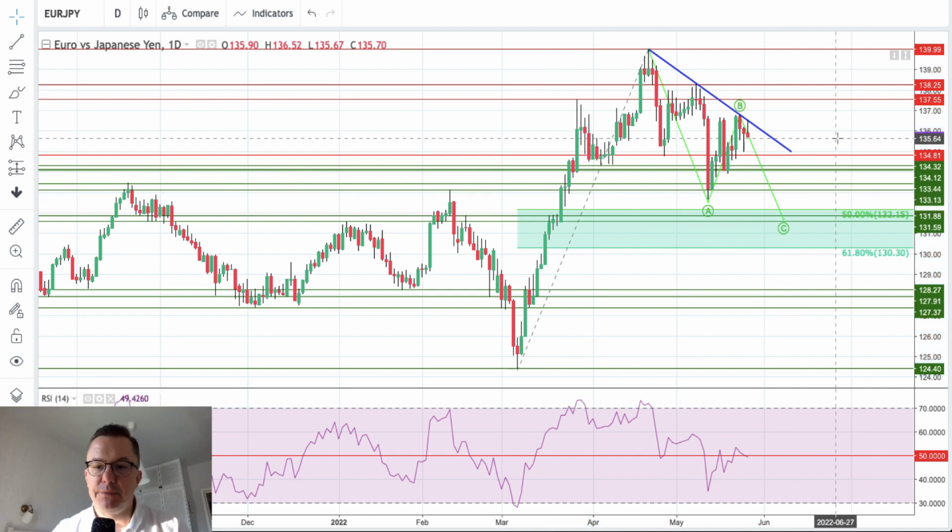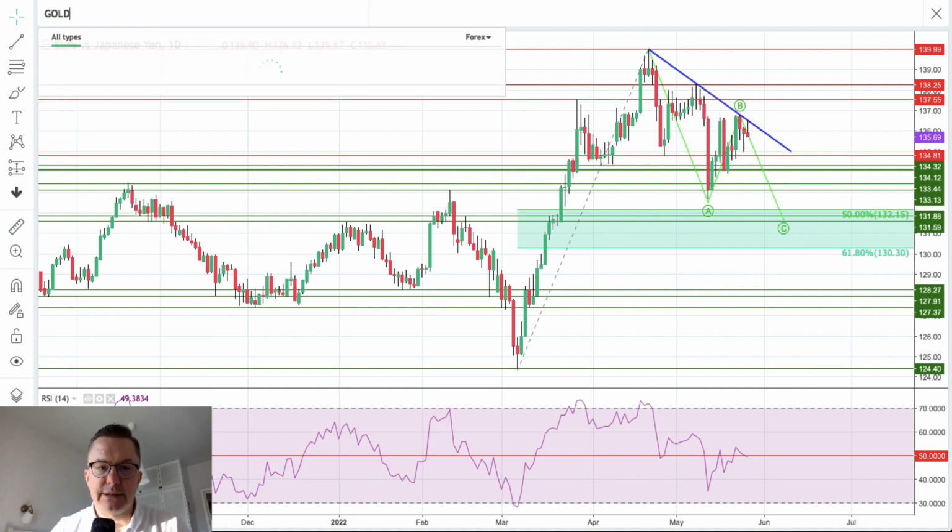So that might be some sort of another decline. If this wave is made in 3 waves, this wave is made in 3 waves, that might be a 5-wave decline in wave C on the US dollar to Japanese yen.